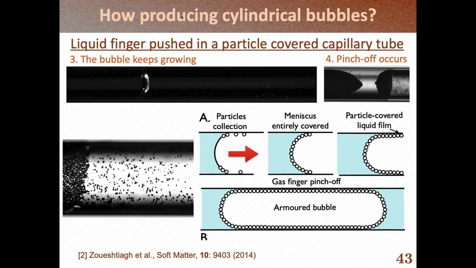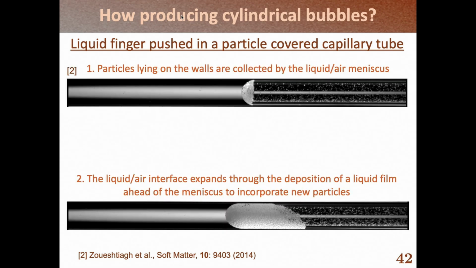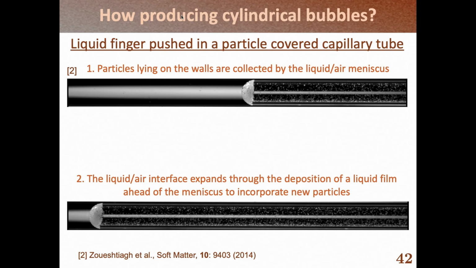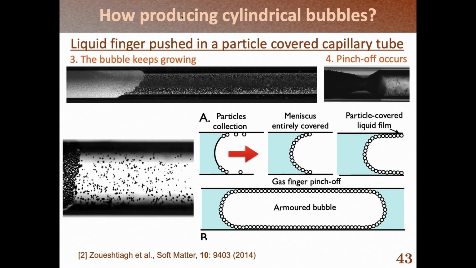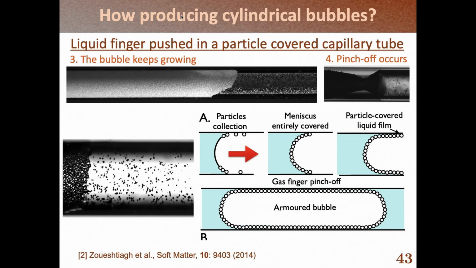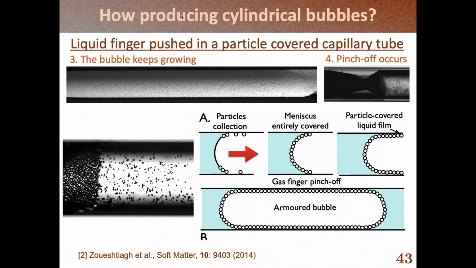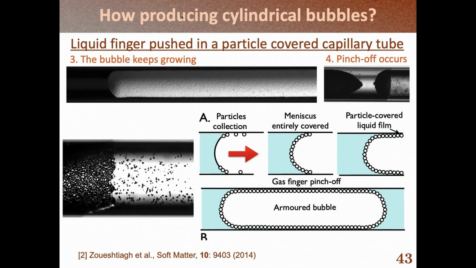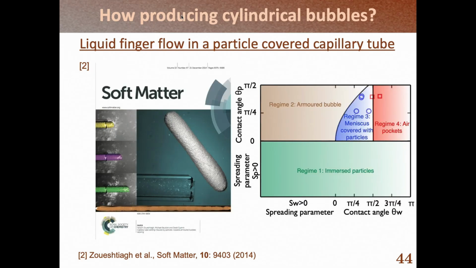You see here how the film is growing. This is a zoom on this region where the film is growing. You see that each time you encounter a particle, you have a liquid film that is growing on top. So we were able to make some nice cylindrical bubbles with that. Of course, all that story depends on the wetting properties of your walls and the particles. So we do many experiments.